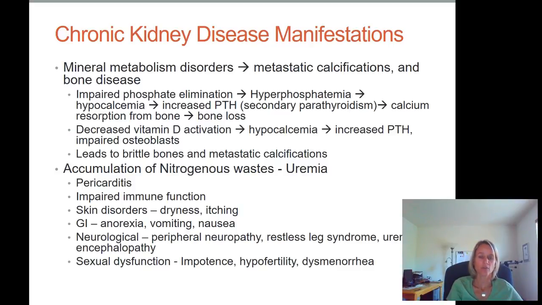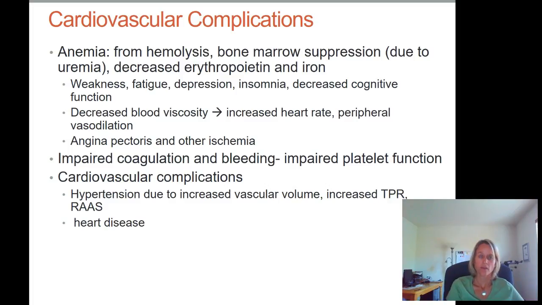We can get peripheral neuropathy, restless leg syndrome, uremic encephalopathy, sexual dysfunction, including impotence and hypofertility. Cardiovascular complications. We get anemia from hemolysis of red blood cells, bone marrow suppression, which is caused by the uremia, decreased erythropoietin because of the decreased kidney function, and iron loss due to some blood loss.